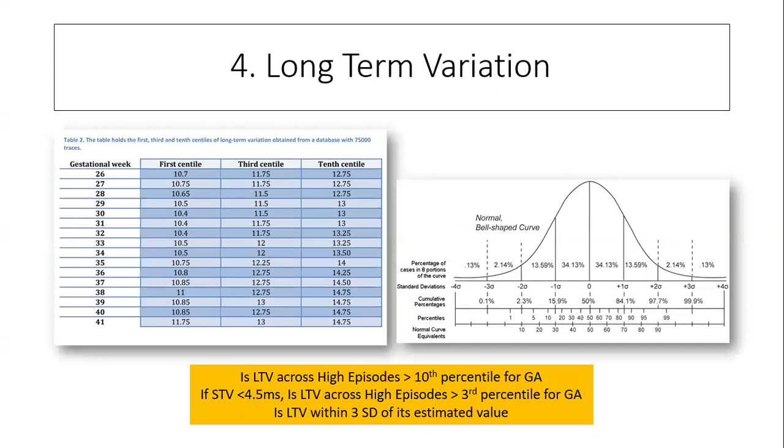What you do is you look at a database of over 150,000 to 300,000 traces and try to create a normal distribution of long-term variation. So you want the baby's long-term variation to fall within the normal distribution. If the baby's long-term variation is an outlier, so if it's less than the 3rd centile, less than the 10th centile, and outside 3 standard deviations, then it's not within acceptable limits.